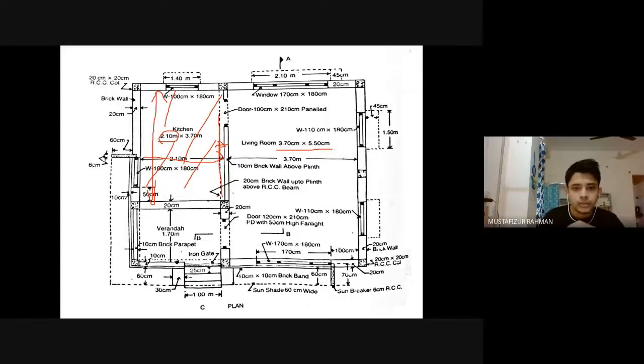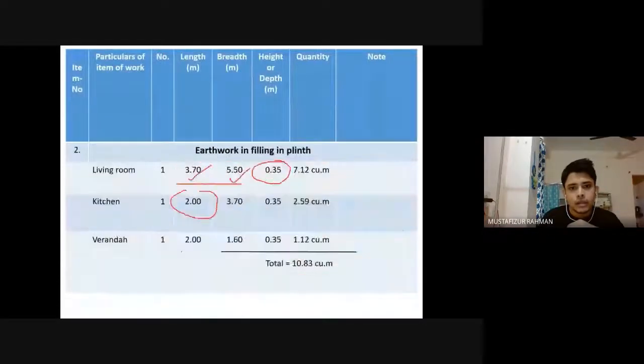So we will go back. This is our earth filling work in kitchen. This is our earth filling. These are the dimensions. This is a depth. Done. Similarly in veranda, this way we have to calculate.